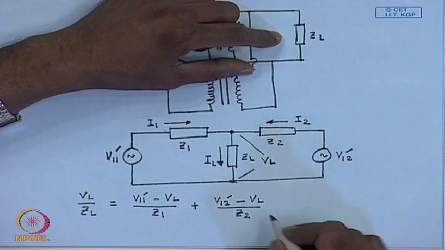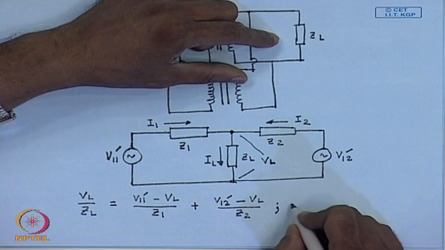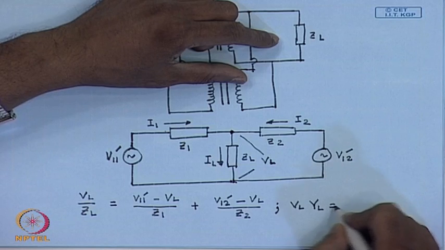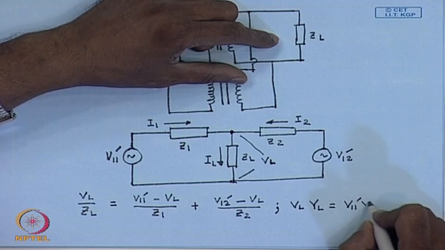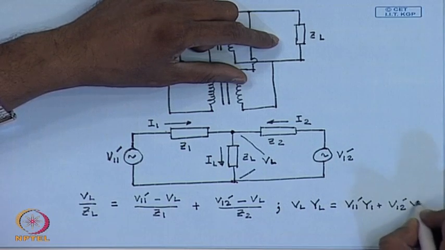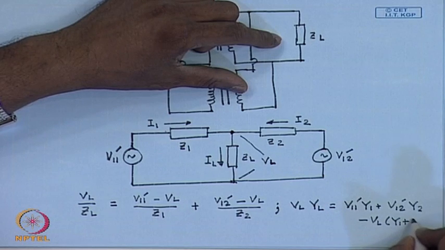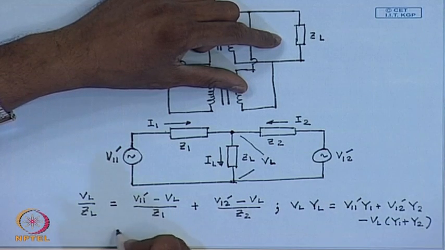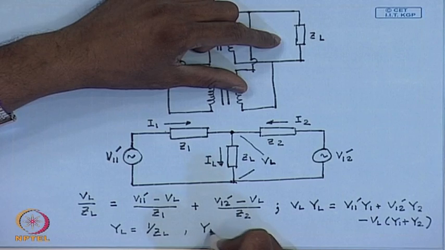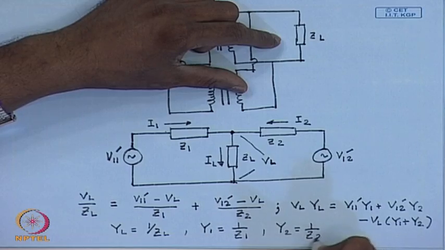or VL YL equal to V11 dash Y1 plus V12 dash Y2 minus VL (Y1 plus Y2), where YL equal to 1 by ZL, Y1 equal to 1 by Z1 and Y2 equal to 1 by Z2.